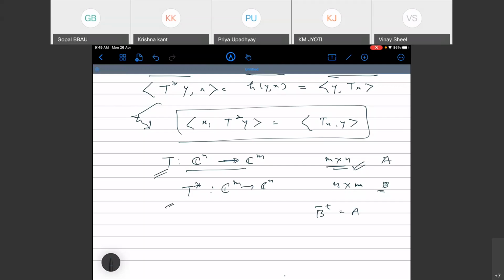Okay, so this is an exercise for you. So take this as an exercise: if T is a linear operator from Cn to Cm, T star will be the tranjugate of the matrix A, where A is the matrix corresponding to the linear operator T.